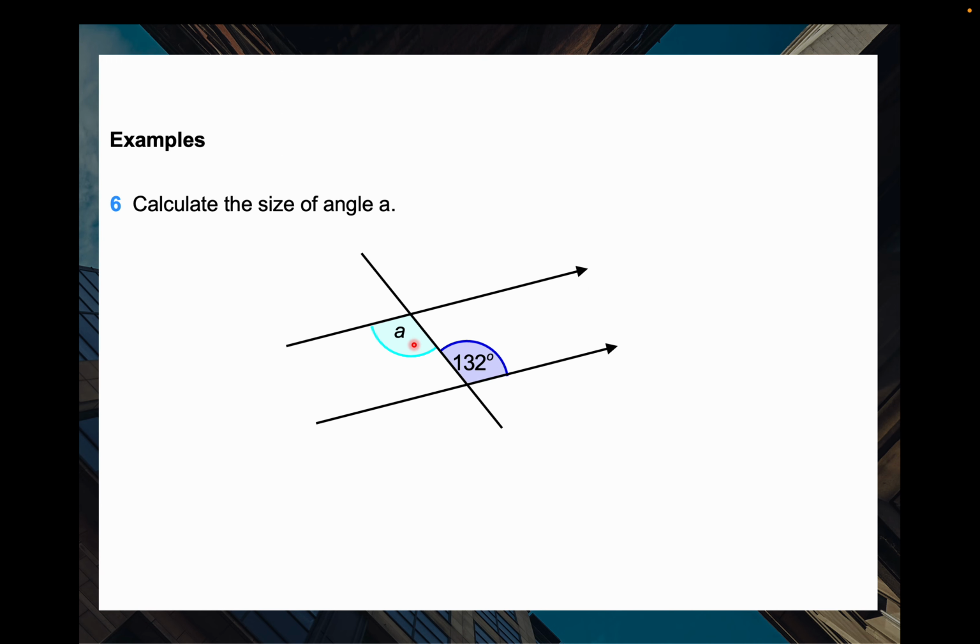So one more example. We do know that angle A is alternate to angle 132 degrees. So when we realize they are alternate, we can take them as equal. As we said, alternate angles are the same. So that's it.